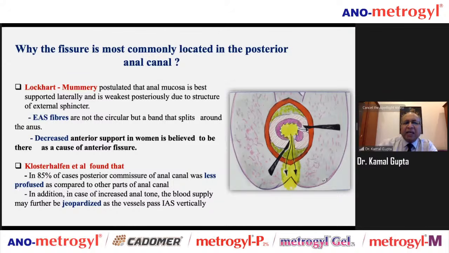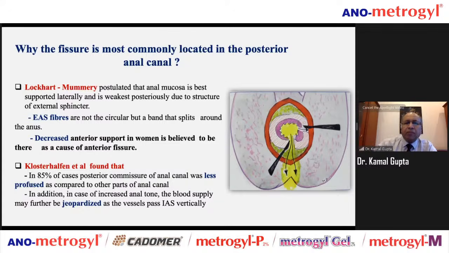And anteriorly, in women, sport is believed to be a cause of anterior fissure. Now we know that there is the perineal body, then there is loose areolar tissue. That is the reason, because of lack of proper support to the sphincters, that fissures are more common anteriorly in females, whereas they are more common posteriorly in males.